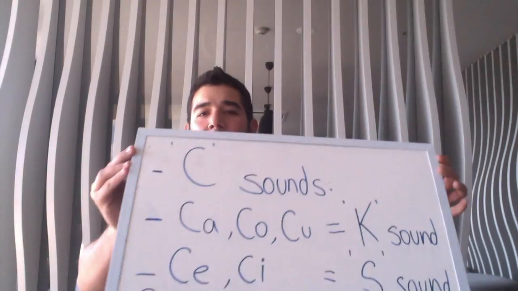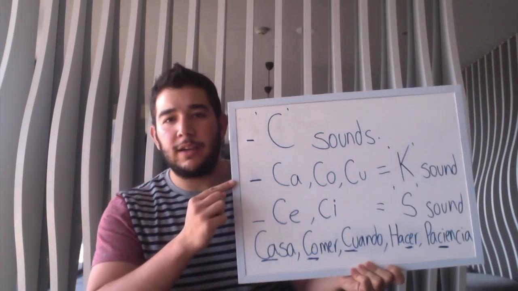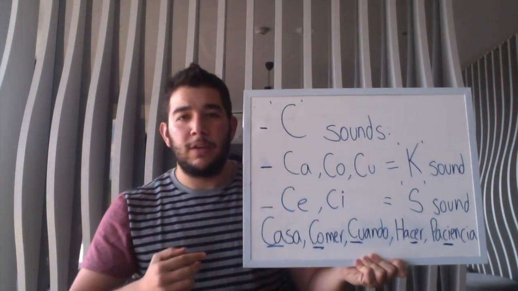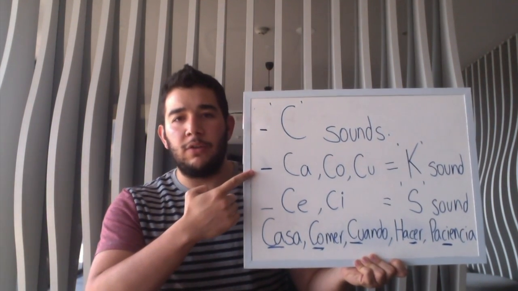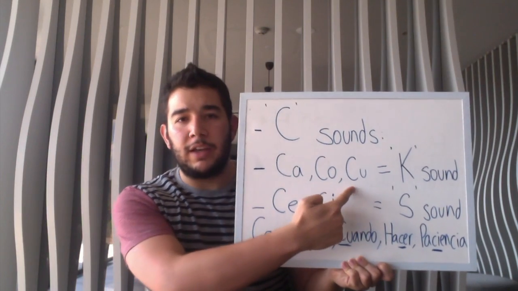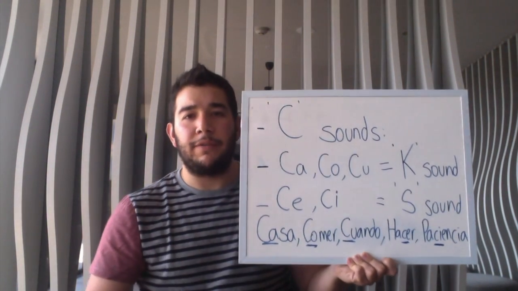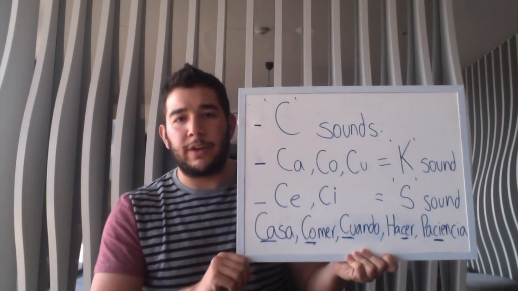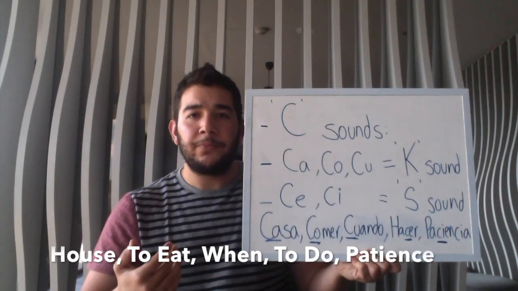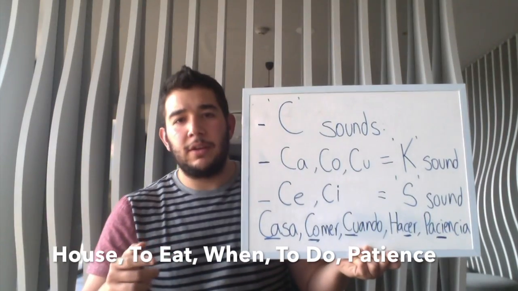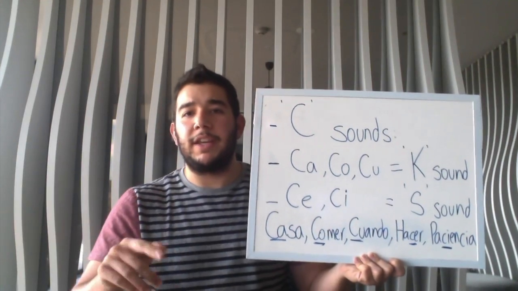So with letter C, the main thing is it has two main sounds. It has the K sound and the S sound. Whenever we have the combination CA, CO, or CU, we will get the K sound. However, if we have CE or CI, we'll have the S sound. So for example, words like casa, comer, cuando will make the K sound. And if you have words like hacer or paciencia, you'll have the S sound.